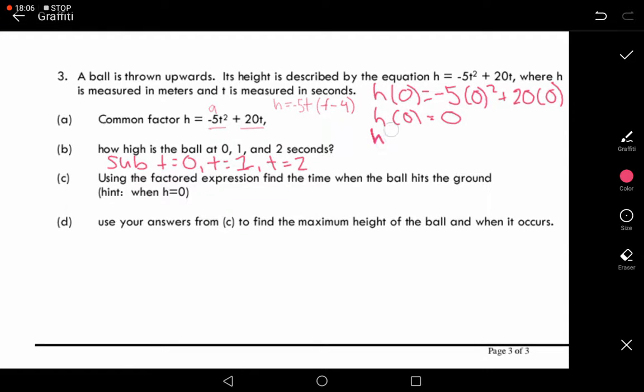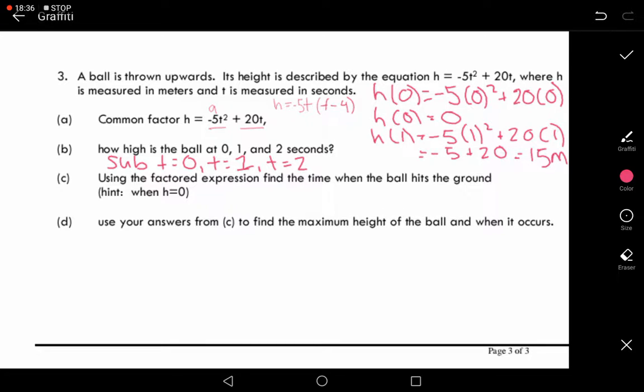Okay, at 1 second, that means we're just replacing t with 1. So negative 5, 1 squared is 1, right? So negative 5 times 1 is negative 5, and 20 times 1 is 20. Okay, so that means after 1 second, the height of my ball is 15 meters.